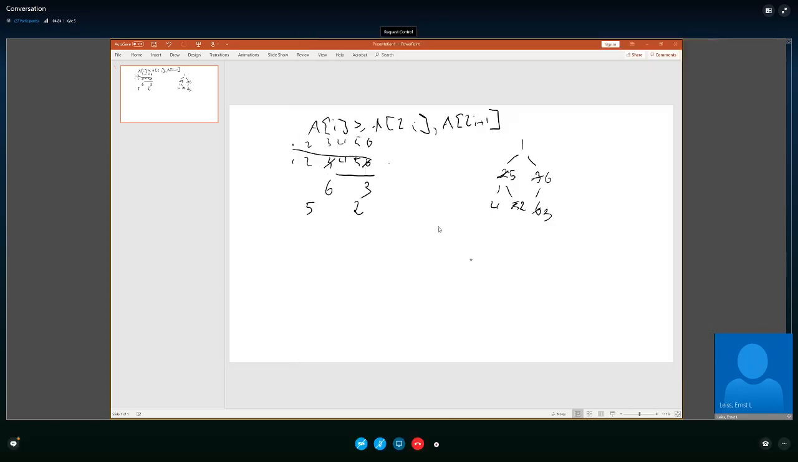6 will have to be interchanged in order to satisfy this condition. So there is 3 and there's 6. We're going to put 6 here, put 3 there, which corresponds to this exchange.